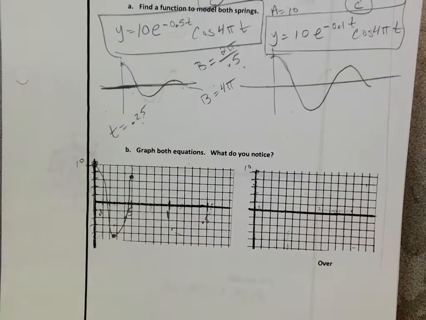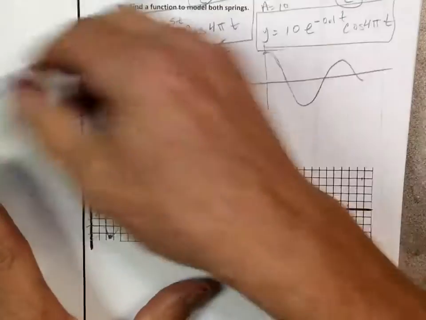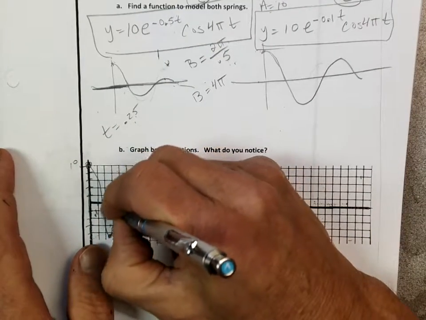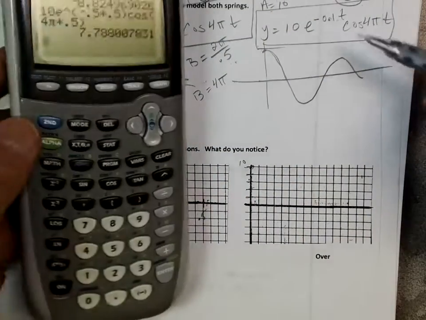Ooh, that's a bad looking graph. It's Monday. That's a really bad looking graph. Let's get this to look a little bit better. There you go. The other curve is going to have the same behavior, but we'll find out what happens with the negative 0.1.